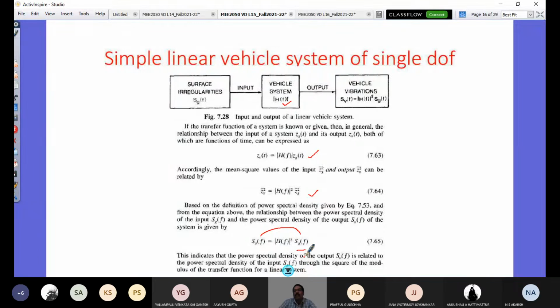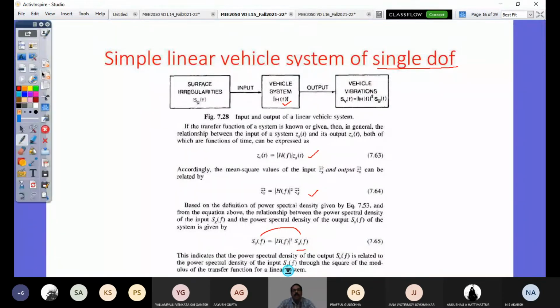So this is all for a single degree of freedom system that we are looking at. Input multiplied by the vehicle system nature gives you your output. The power spectral density function describes the road as an input. You get what that is for your vehicle, and that helps you get your RMS acceleration. So how do you represent your road elevation profile?